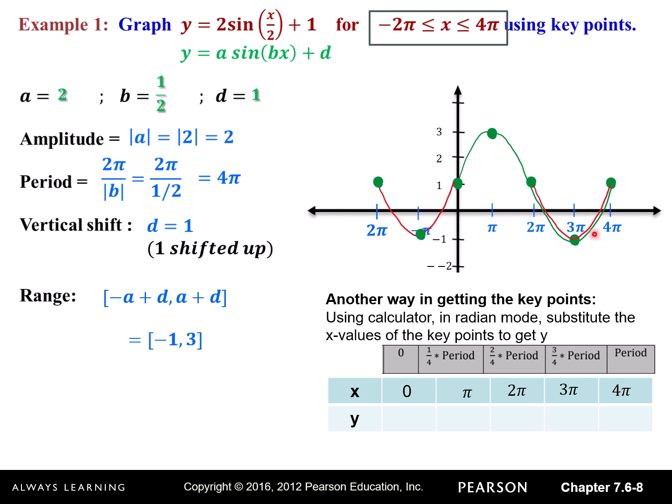And then to get the y values, you will substitute 0 in the given function, then put it in the calculator, and it will give you 1. Then next is pi, put it again in the calculator, substituting pi in the x values here, and then you will get 3, and then 1, and then negative 1, and then 1.